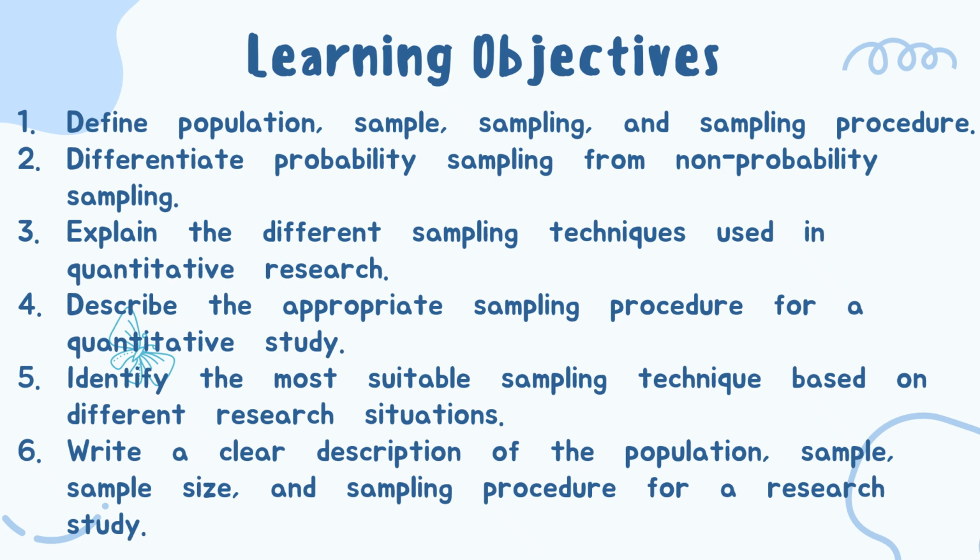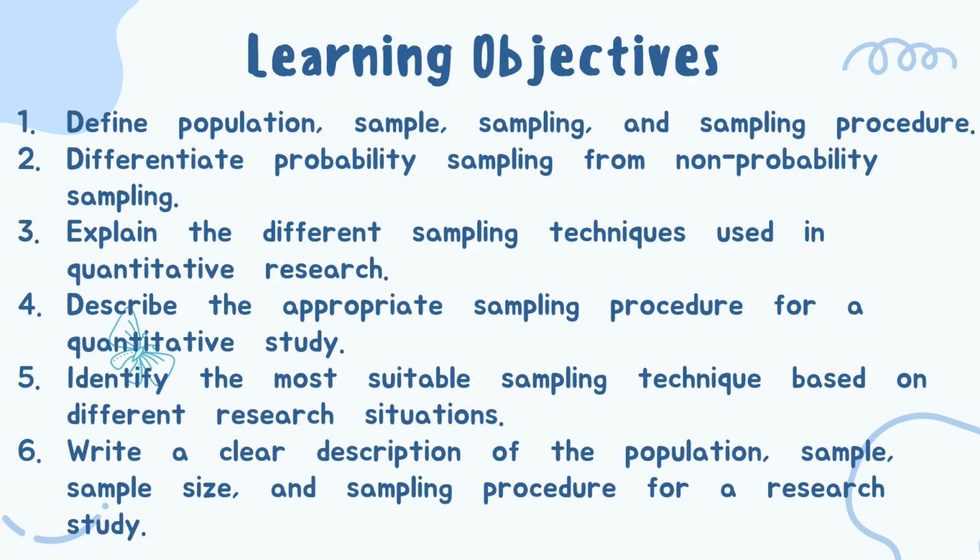Before we proceed, let's look at our learning objectives. By the end of this lesson, you should be able to do several things. First, you should be able to define population, sample, sampling, and sampling procedure. Second, you should be able to differentiate probability sampling from non-probability sampling. Third, you should be able to explain the different sampling techniques used in quantitative research. Fourth, you should be able to describe an appropriate sampling procedure for a quantitative study.